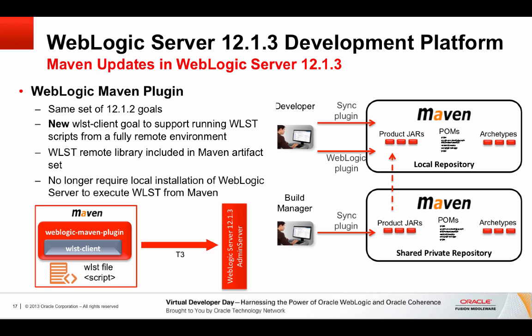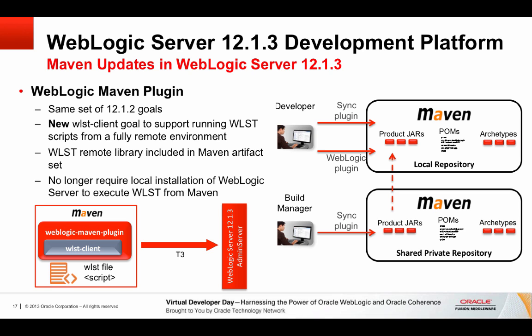What the WLST-Client goal will do is, for the very first time, effectively provide a remote WLST environment to enable you to execute the scripts that you use to configure resources, control services, etc. on WebLogic Server from a programmatic manner, and execute those things completely remotely from a WebLogic Server installation. In the past, you always needed a WebLogic Server installation in order to be able to execute WLST scripts. As of the 12.1.3 release, and through the use of this WLST client goal from Maven, we can now execute those scripts completely independently of a WebLogic Server installation.